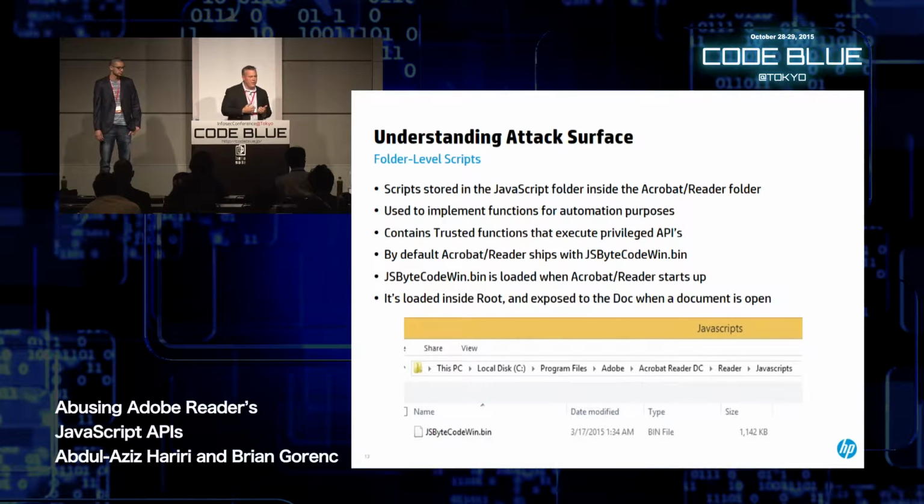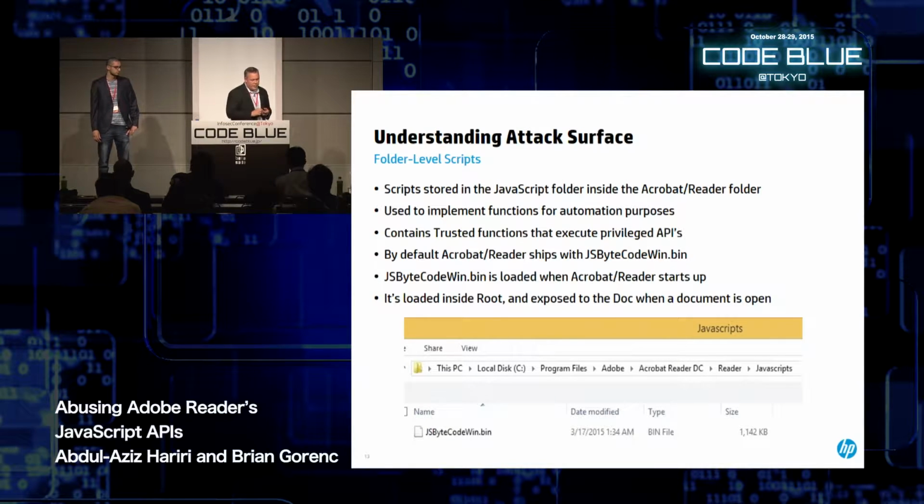And they're inside of a folder. You can put these folder-level scripts inside of a folder, as you can see on the screen. And they're used to implement functions for automation purposes. You can use the trusted functions inside of these folder-level scripts. And luckily enough for us, Adobe Reader provides the end user a set of folder-level scripts upon default installation.